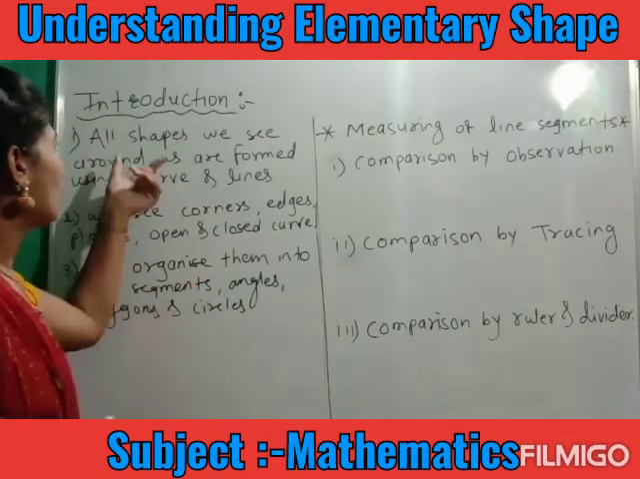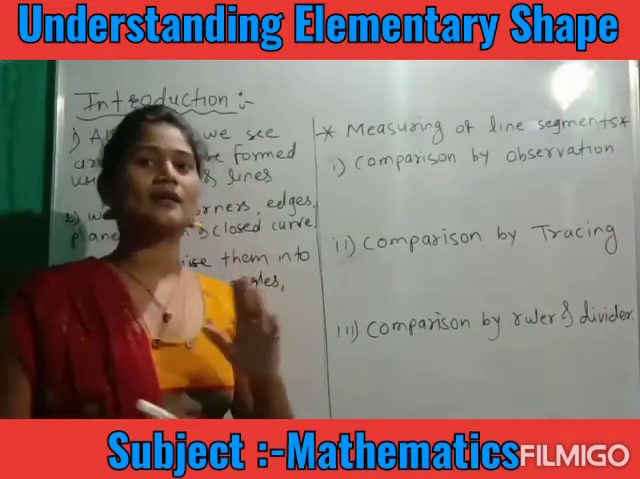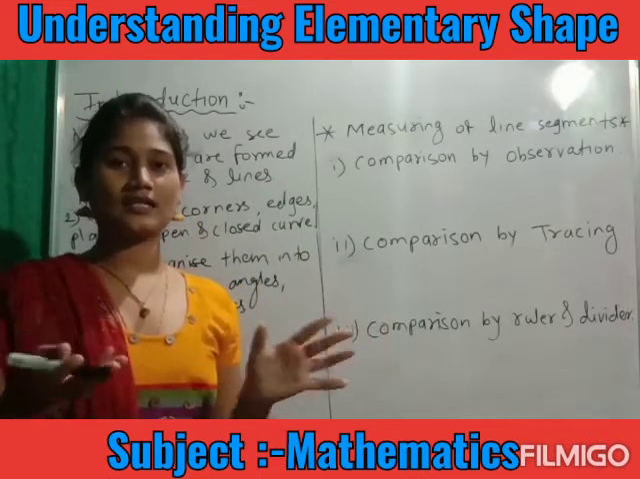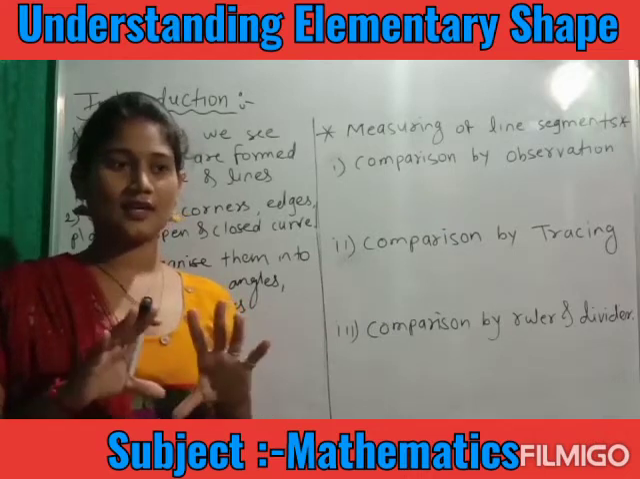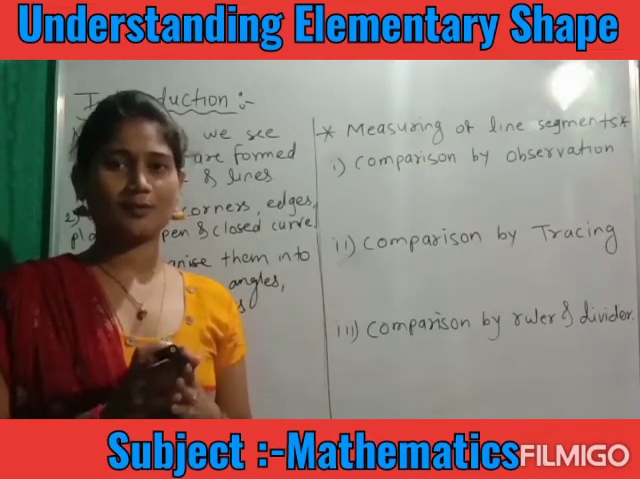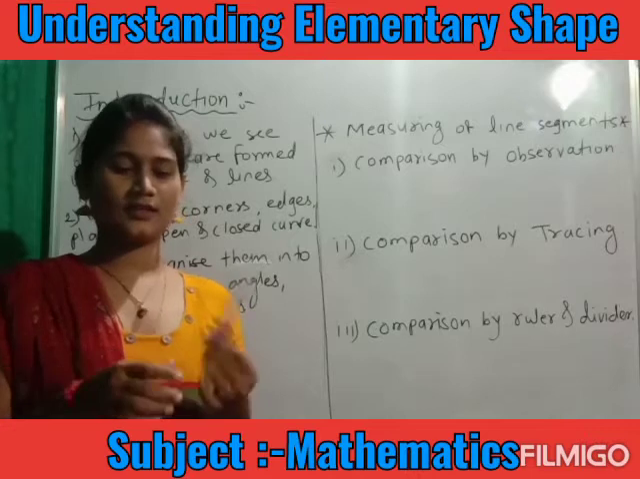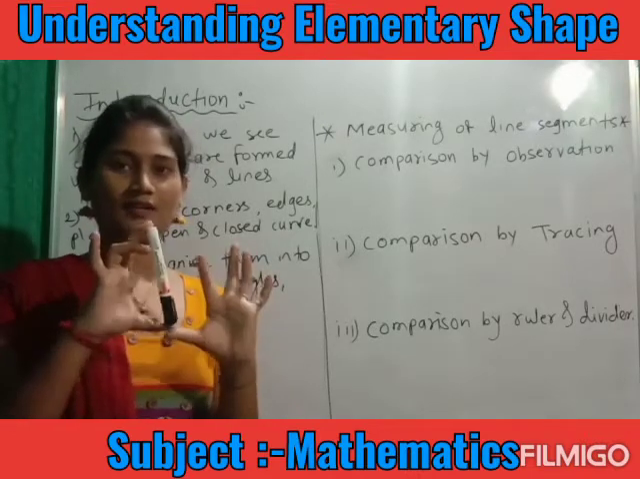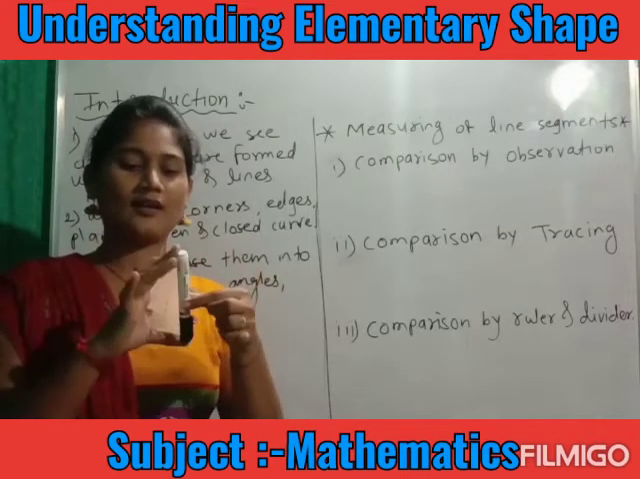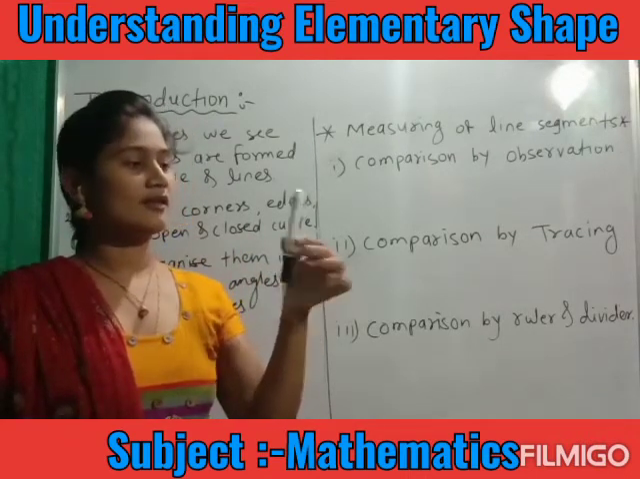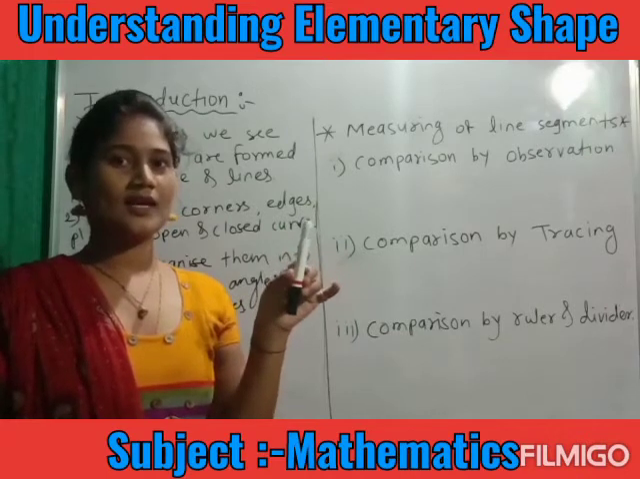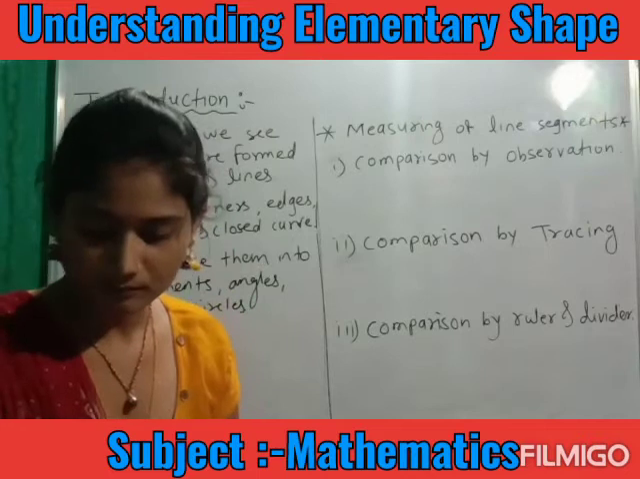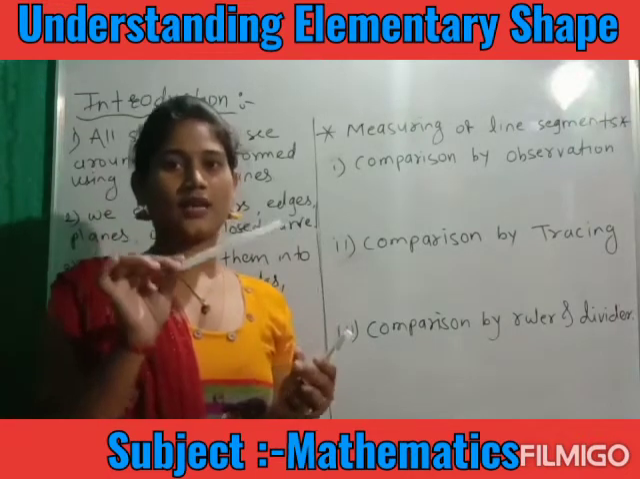Okay, then first of all, what are we going to see in understanding elementary shapes? Shape means what? It is anything which has some particular size or volume. It is called shape, okay? Suppose this one is a pen. It has a specific shape, it is in a cylindrical shape. By looking at its size we can say that it is a cylindrical shape. If we take something like this scale, it is also a shape.